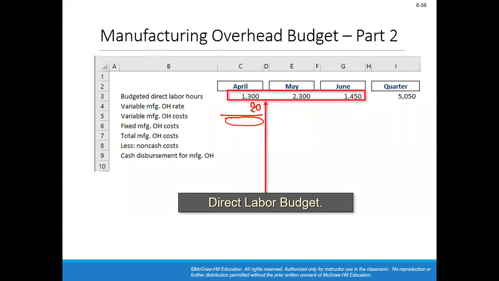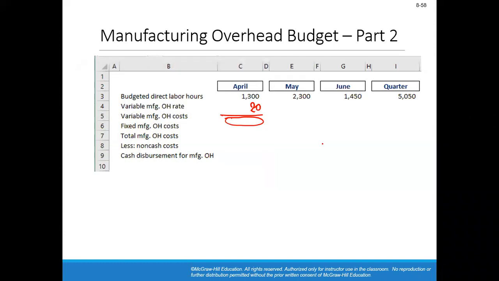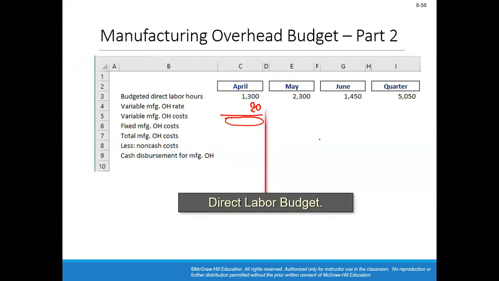Can you recall that you also have been given some fixed manufacturing overhead cost, which is around how much? 50,000. So let's write this fixed manufacturing overhead, 50,000. Have you come up with this number? The variable manufacturing overhead, the total variable manufacturing overhead number.